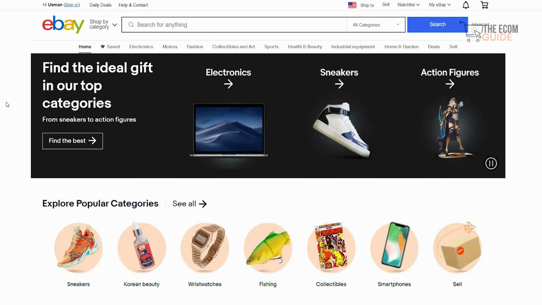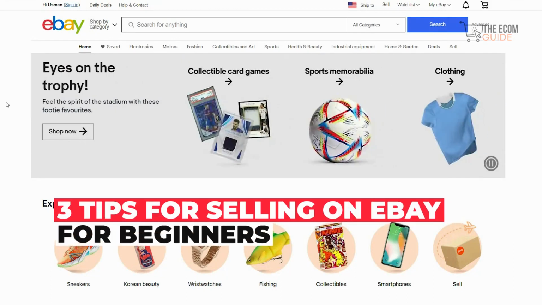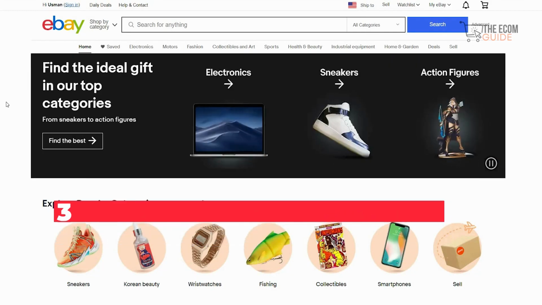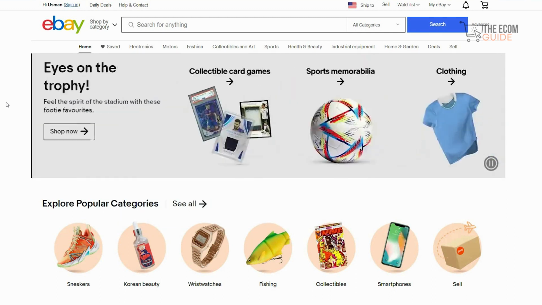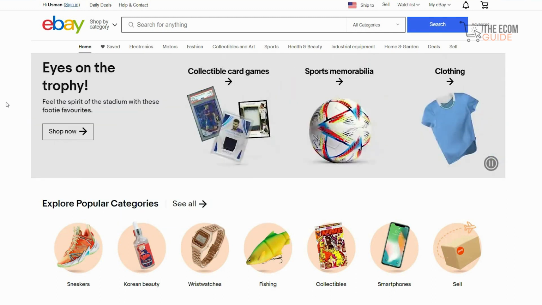Today we're going to go in great detail and talk about the 3 tips that you need to understand, the 3 strategies that you have to keep in mind, and the methodologies to implement those strategies to ensure that you can start a successful eBay business.